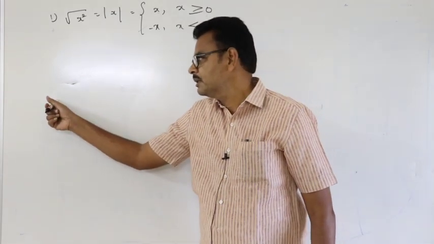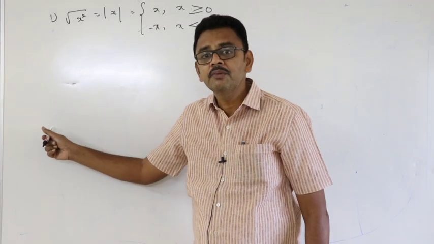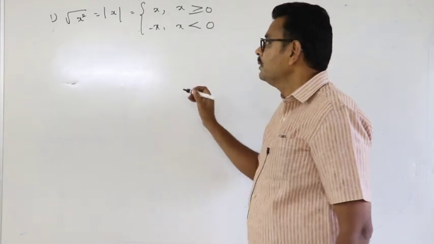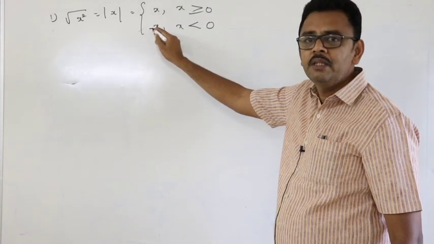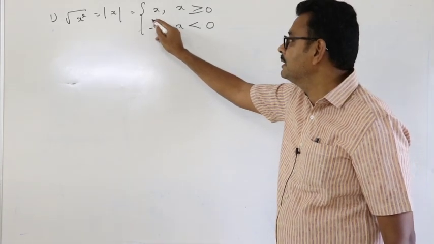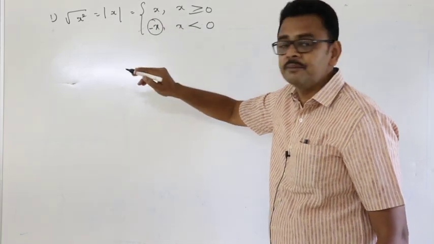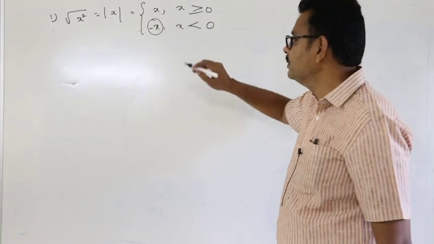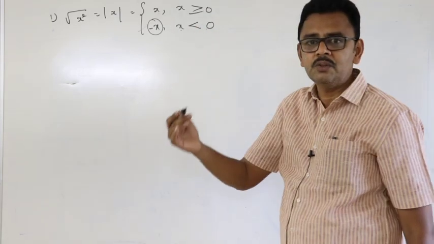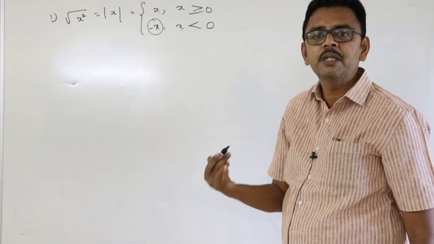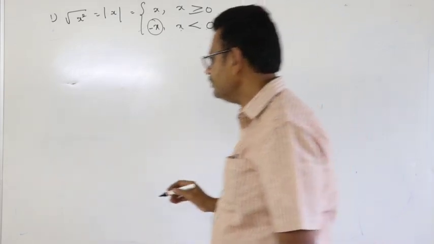Already we discussed the properties of the square root. Sir, why is it minus? Minus means what? Minus x is positive, students. If x is less than 0, say x is minus 2, then minus x is plus 2. That is positive.